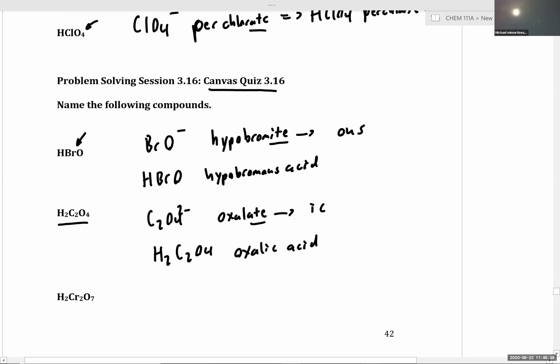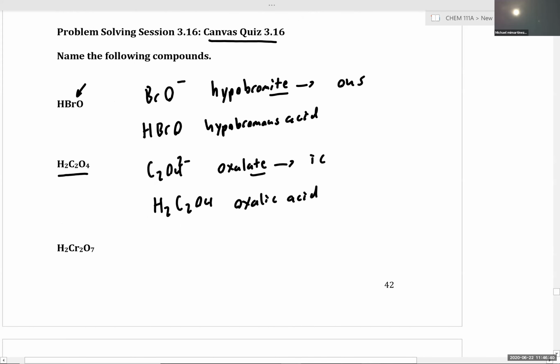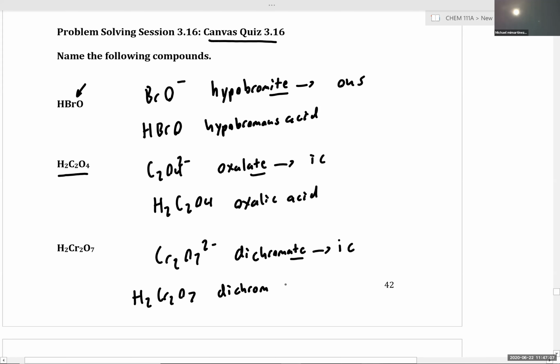Let's look at another example. Cr2O7 2 minus is known as dichromate. The ATE ending is replaced with IC. So H2Cr2O7 is known as dichromic acid.